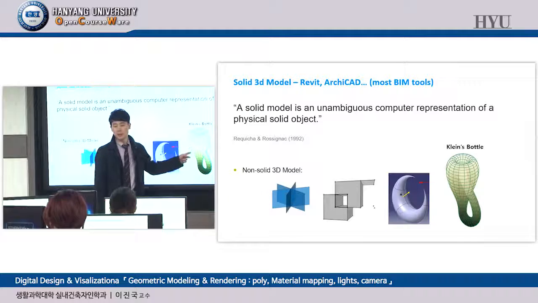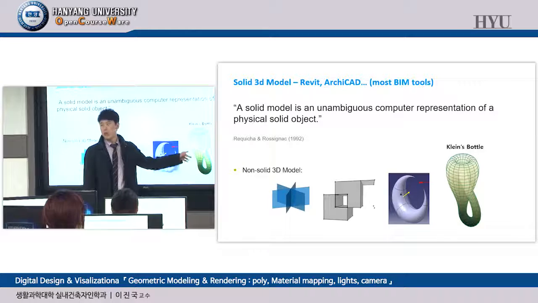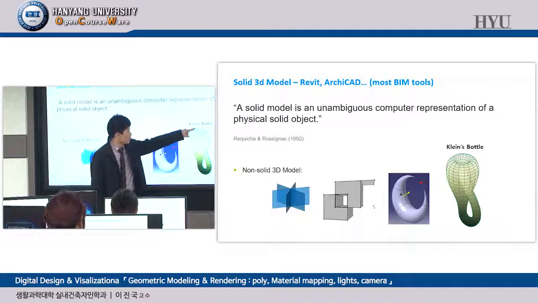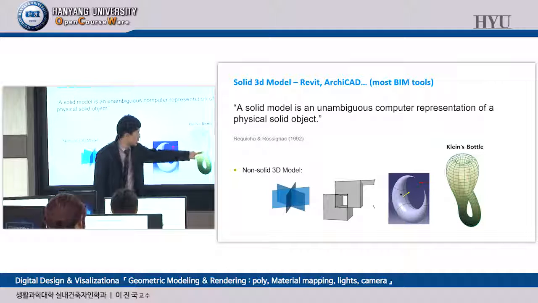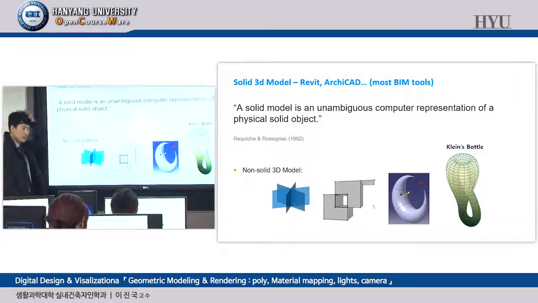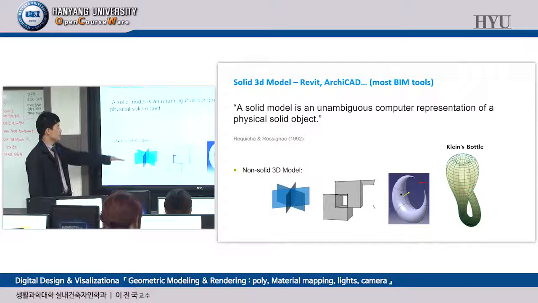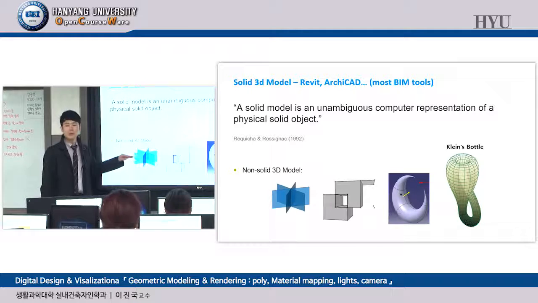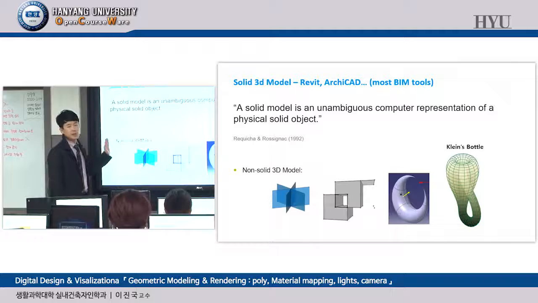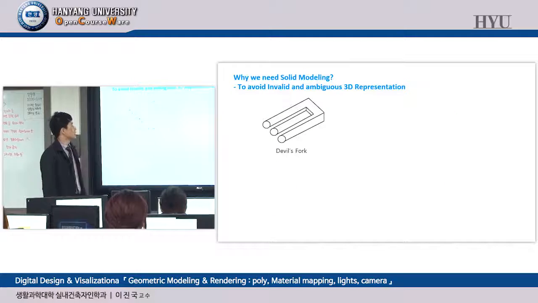Klein's bottle is famous, a 3D version of the Möbius strip. There is no inside and outside, okay? Take a look. The inside is going to be outside. Infinite iteration of inside and outside. So those are problems of the surface-based 3D model. So get rid of those problems. That is a physical solid 3D.